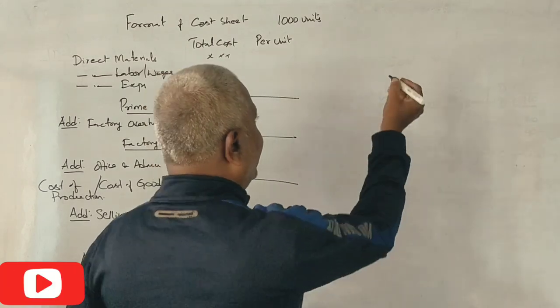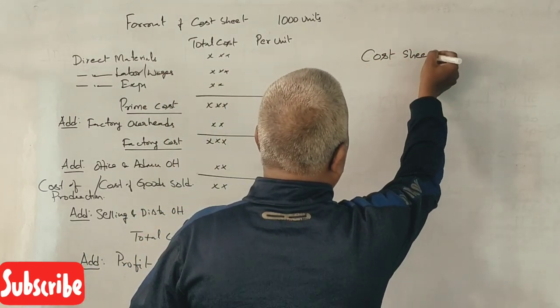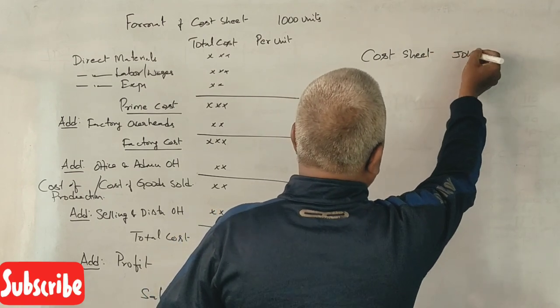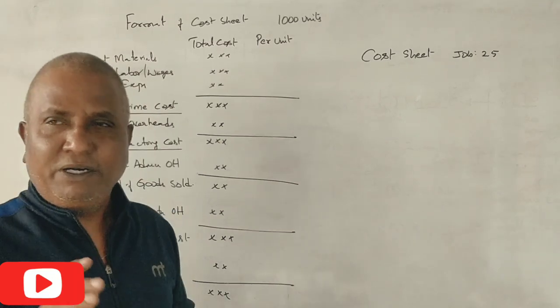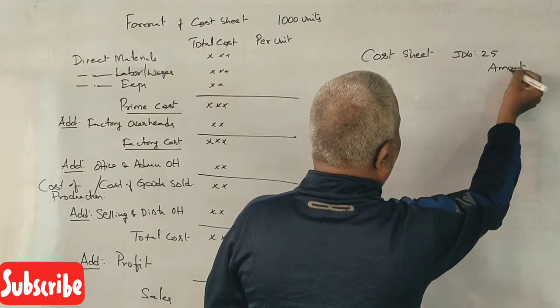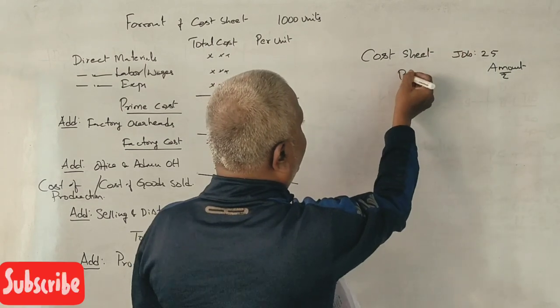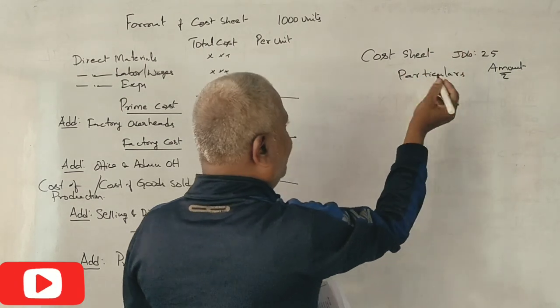Now, what we do is, you prepare a cost sheet for job number 25. This is the amount column. This is the particulars column. A very, very simple question.